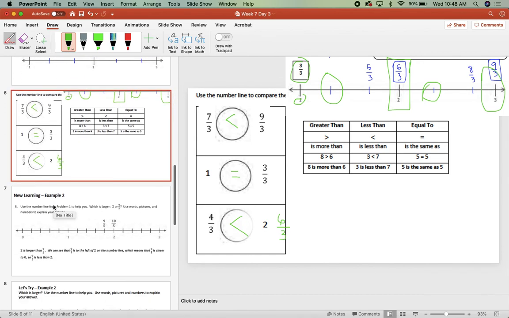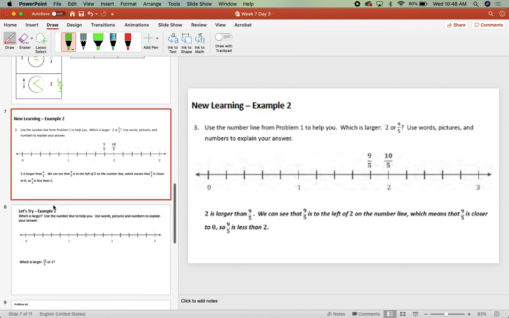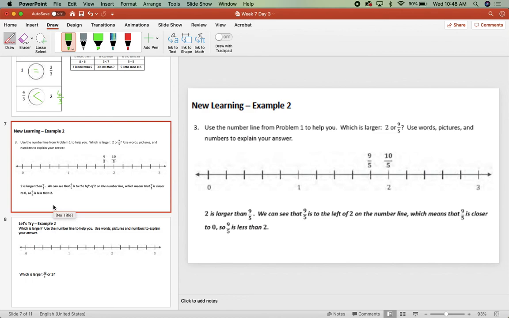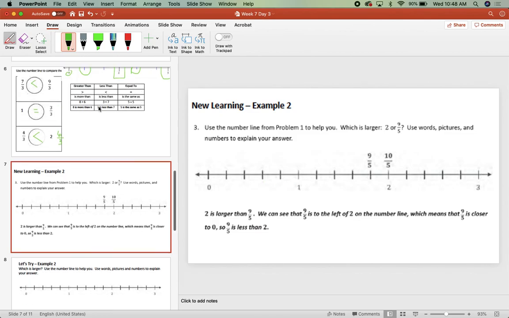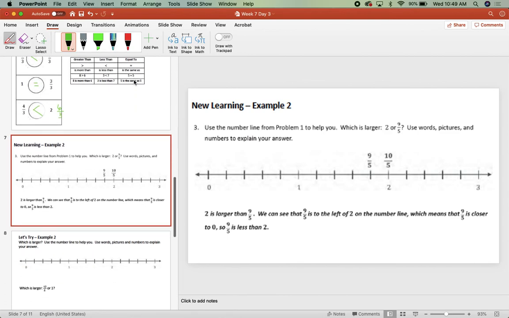Let's take a look at our next one. I'm going to leave it like that for us. Okay. It says use the number line from problem 1 to help explain which is bigger. Use words, pictures, and numbers to explain your answer. So they actually brought that number line down for us. See, this is the number line from number 1. They brought it down for us.